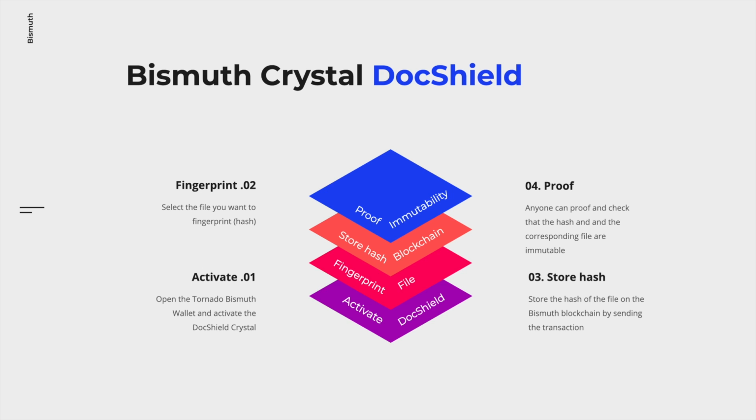Now that we have the fingerprint of the file, we will store it on the Bismuth blockchain by creating a transaction with the file hash saved in the data field. Now anyone can prove and check that the hash and the corresponding file are immutable. Let's look at some potential use cases for this app.